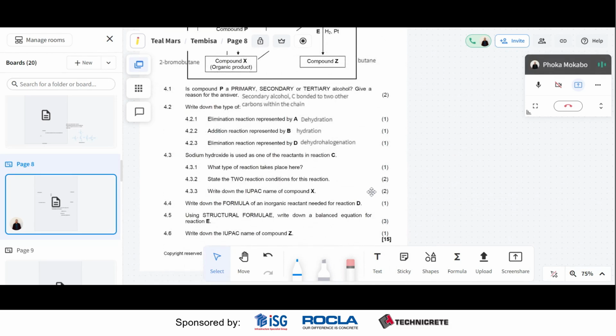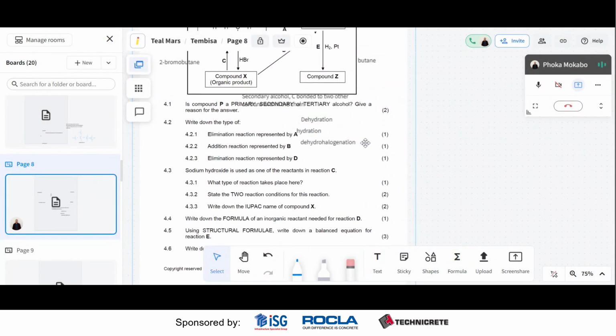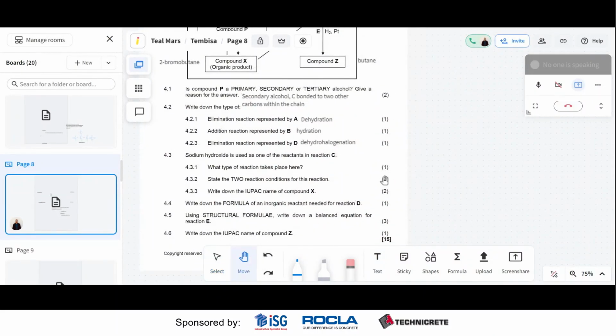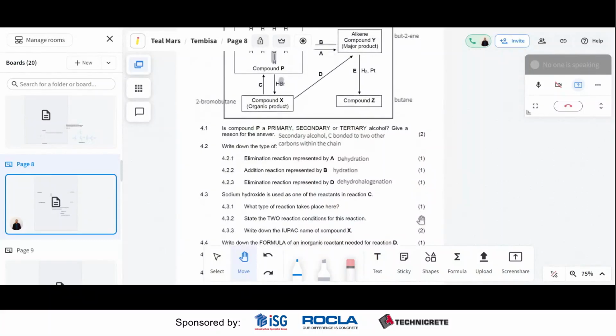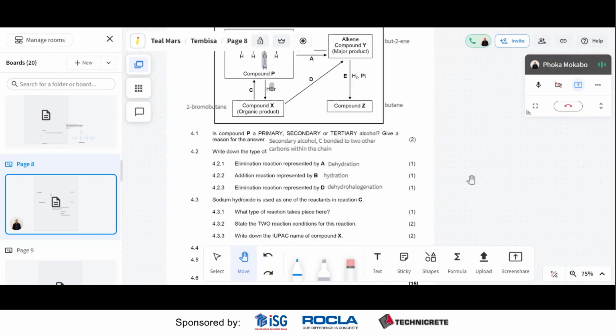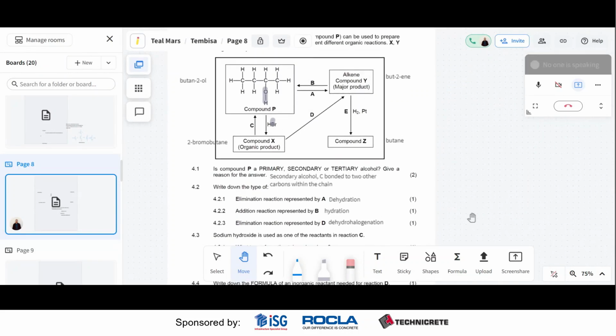Ooh, 4.3.1, they say sodium hydroxide is used as one of the reactants in reaction C. Let's have a look at reaction C. Without moving the entire thing, let's just reverse that. Sodium hydroxide is used as one of the reactants in reaction C. Then they say, what type of reaction takes place here? Let's just have a look.